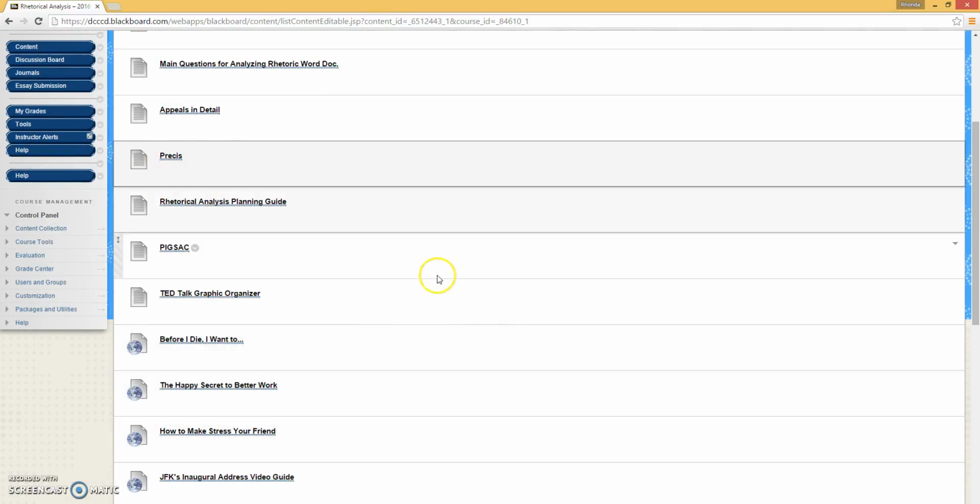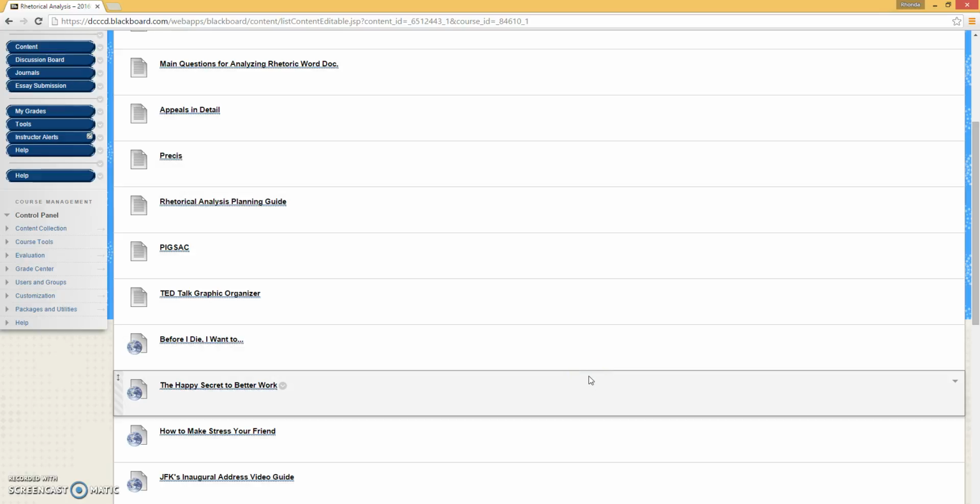The précis is a paragraph. It's similar to Pigsack, and it is helpful if you want to use it to write your introduction. The only thing I don't like about it is that the claim is kind of sandwiched in the middle. It is okay to use that, and it is helpful, so feel free.